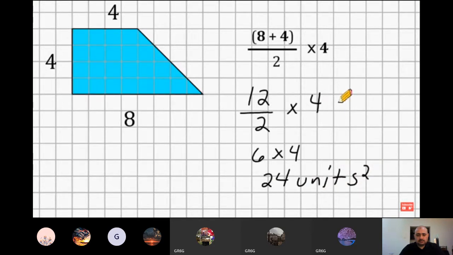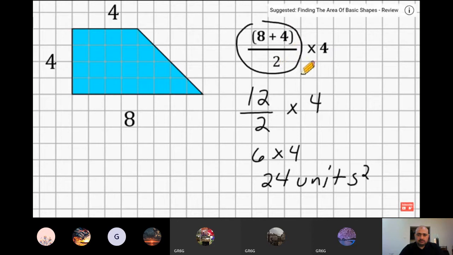Now let's take a bit of a closer look at where our equation is actually derived from. Let's look at the first part of our equation. Now the reason that we take the two bases and add them together and divide by 2 is because we are really trying to find the average of those two bases. In fact, after adding those two bases and dividing by 2, the results you get, in this case 6, will tell you what value is right in the middle of the two bases. So 6 is right in the middle of 4 and 8.